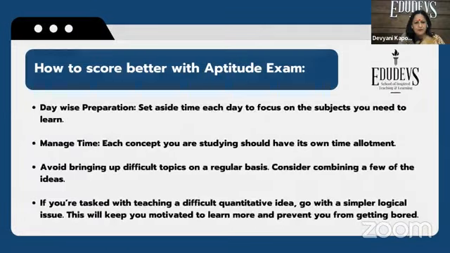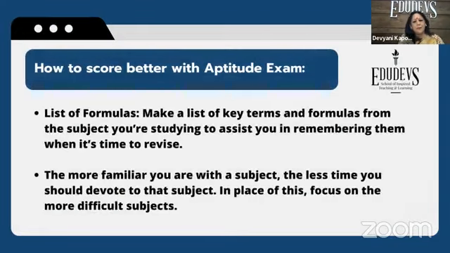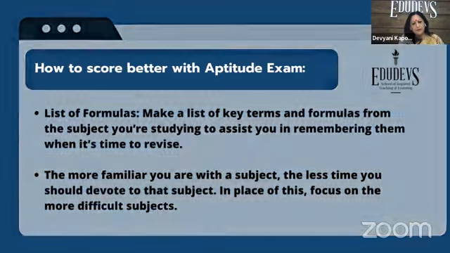For the aptitude exam, make sure to have regular preparation. Manage your time and avoid bringing up difficult topics on a regular basis. Also make sure to create a list of formulas and key terms that you're studying to assist you in remembering them when it's time to revise. The more familiar you are with the subject, the less time you should devote to that subject.